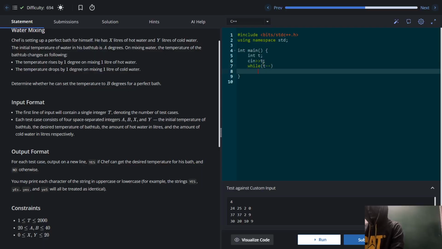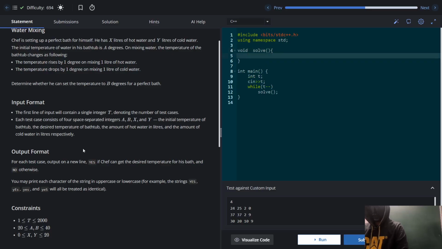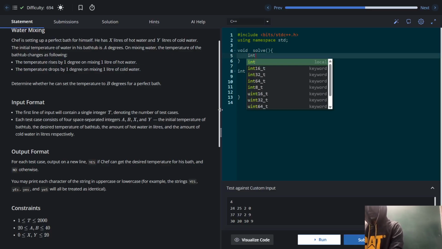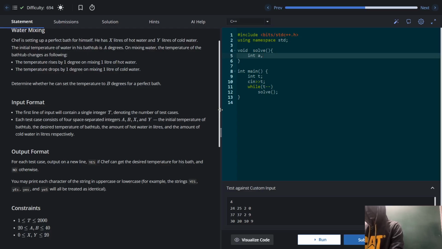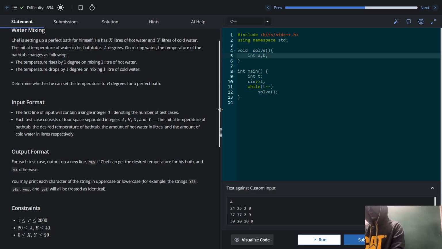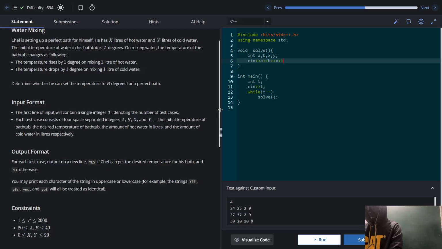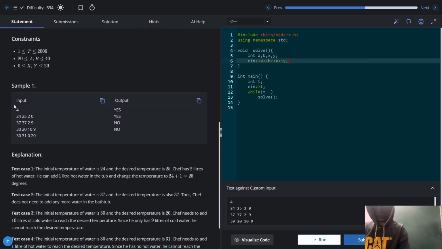So this will take care of all the test cases. For every test case, we'll call a function solve whose return type is void and which does not have any parameter. Each test case consists of 4 separate integers a, b, x and y. A is the initial temperature of the bathtub, and b is the temperature chef wants to achieve. X is the liters of hot water, and y is the liters of cold water. Let's take their values. So let's go down and understand an example.